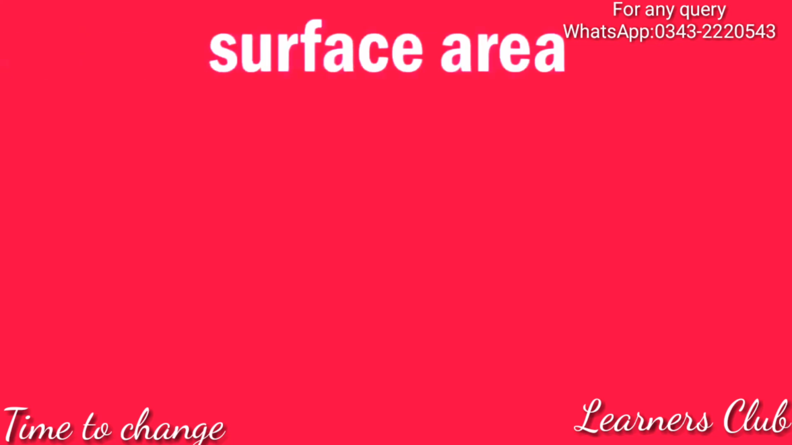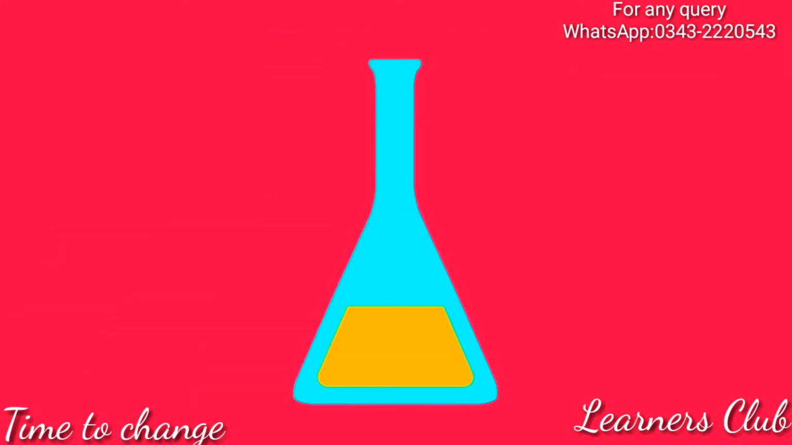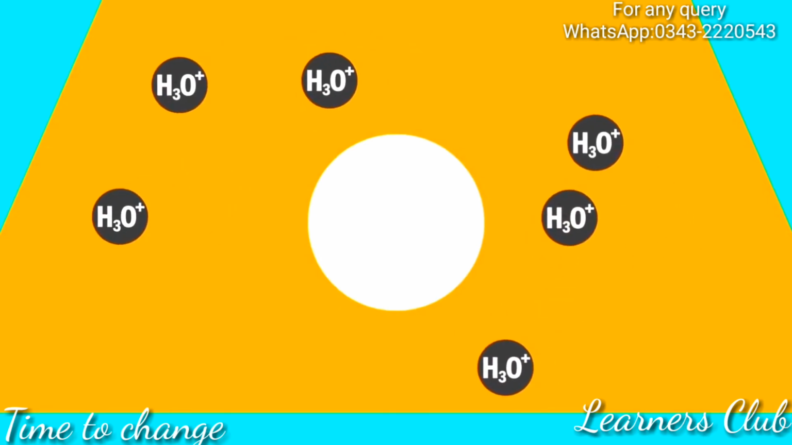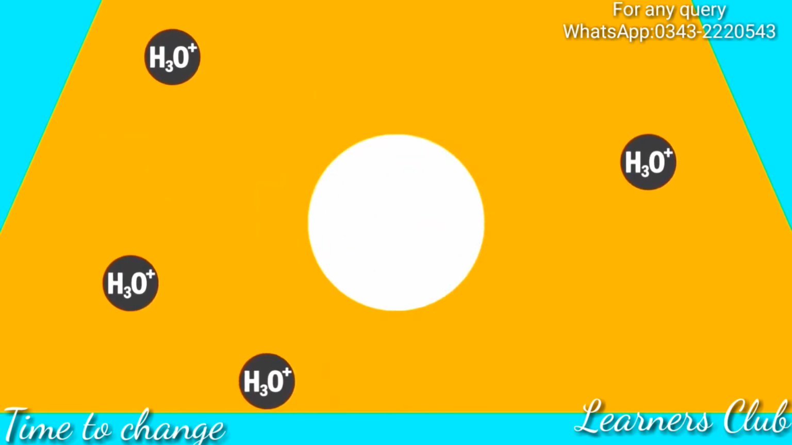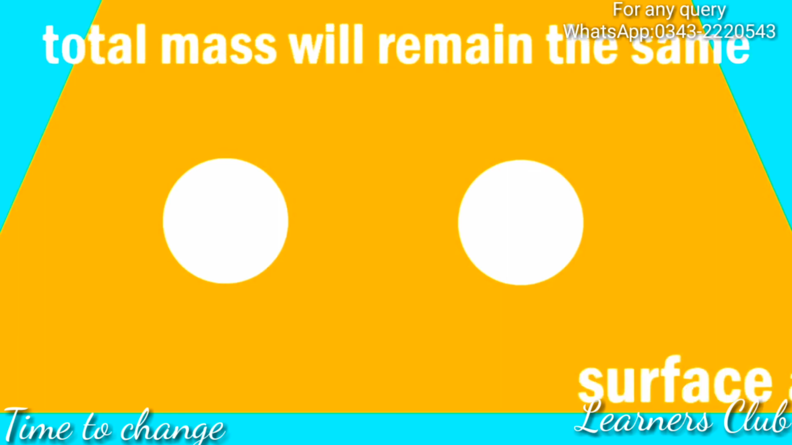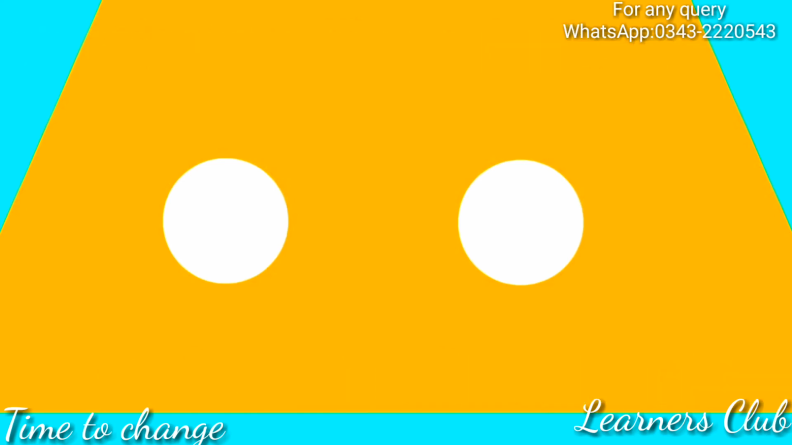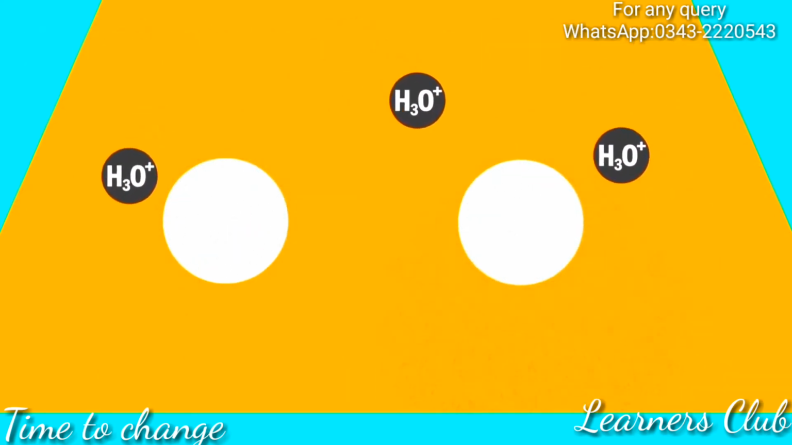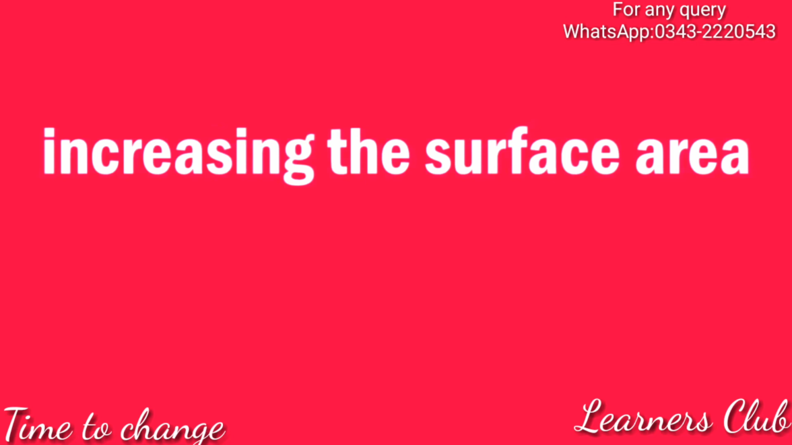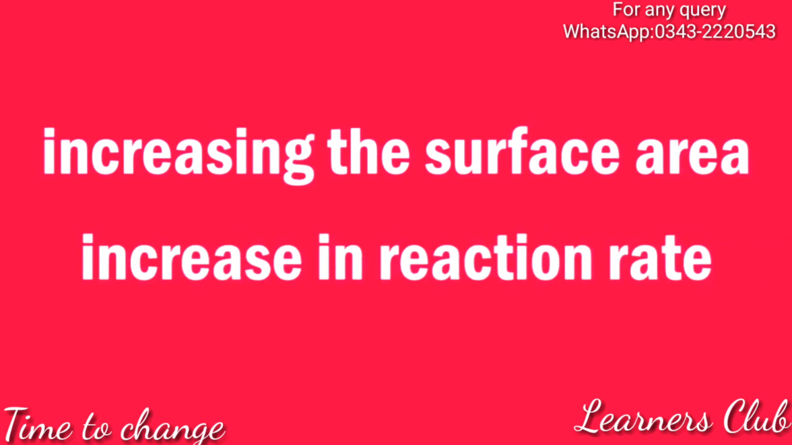Last is surface area. To understand this, consider the reaction between hydrochloric acid and one marble chip. The H3O+ ions from the hydrochloric acid can react with only the surface of the marble chip. If this marble chip is broken down into two, the total mass will remain the same, but the surface area will have increased. The H3O+ ions from the hydrochloric acid can now react with more of the marble chip in a given period of time. This means that an increase in the surface area results in an increase in reaction rate.